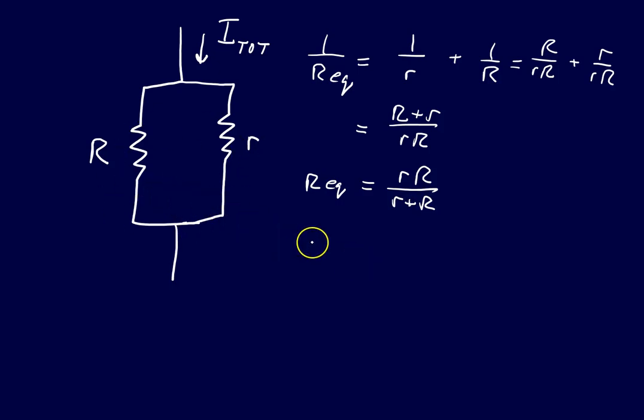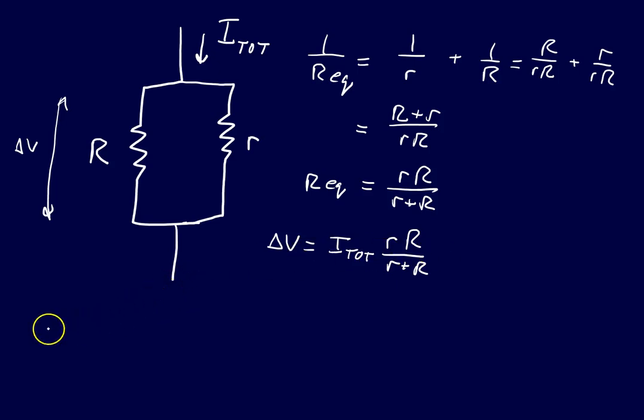And so what we can do now is figure out what our total voltage drop is across this piece here. Our voltage drop for resistors is just I times R. So in this case it would be my I total times my R equivalent, which I'll write in here. Assuming that this current is I total and that my resistors are big R and little r, this is the change in voltage across both of these resistors.